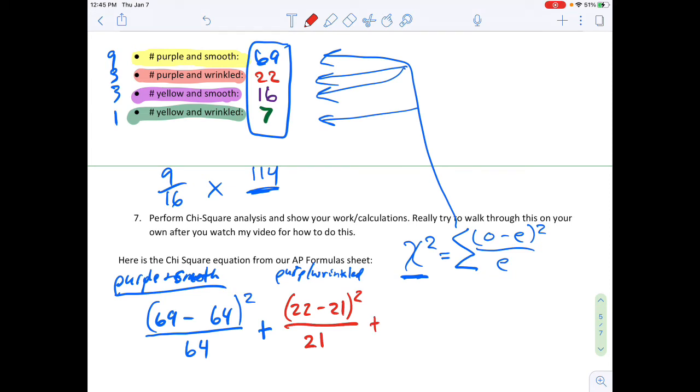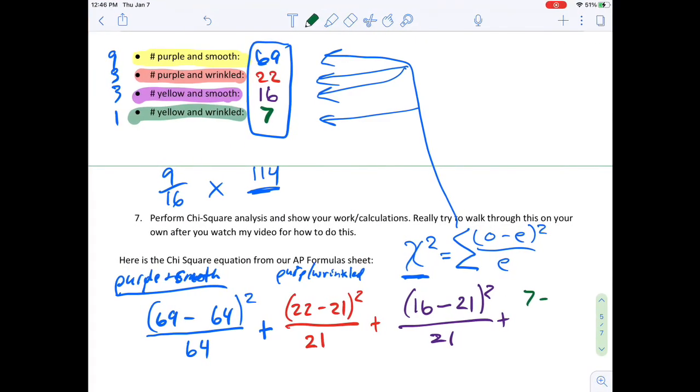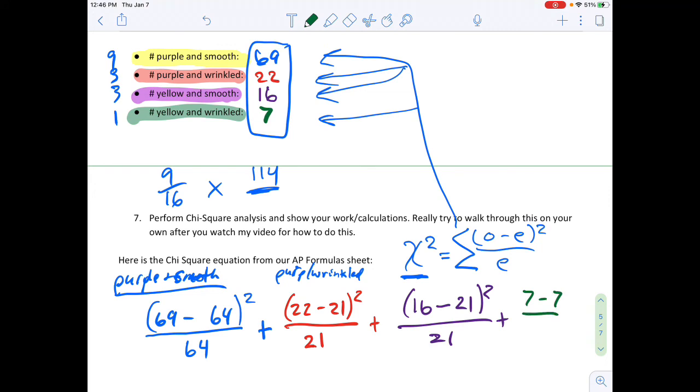Okay. Next, let's take a look at the yellow and smooth. That was observed was 16 minus expected. Well, expected again is 3/16, so that would be 21. Squared divided by 21, plus finally our yellow and wrinkled, so the double recessive there. So observed was 7 minus expected. What is 1/16 times 114? Seven. So I expected 7 of the kernels, which is exactly what we got.